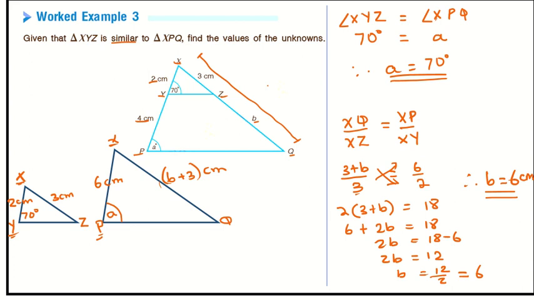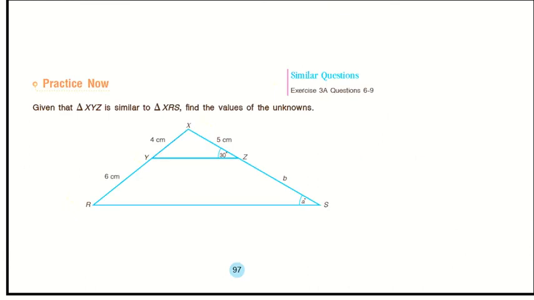Okay? I hope that you have understood this very well. Now, you go to page 97 and you do practice now. Okay? And when you finish that, you go to exercise 3A. You answer questions 6 to 9. These questions are the same as example number 3.